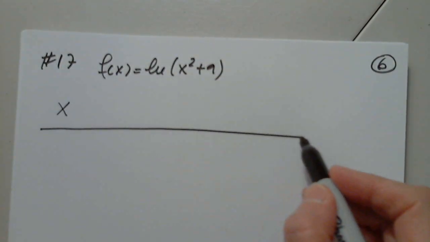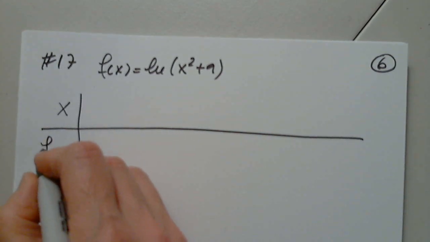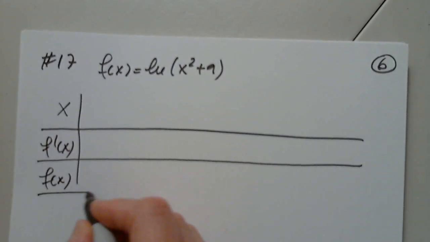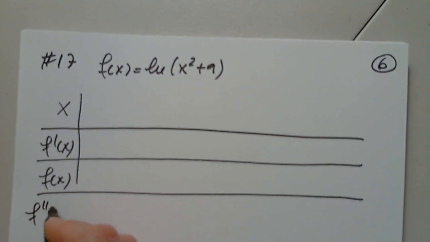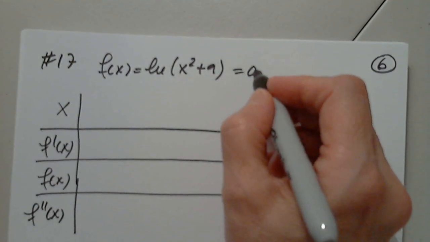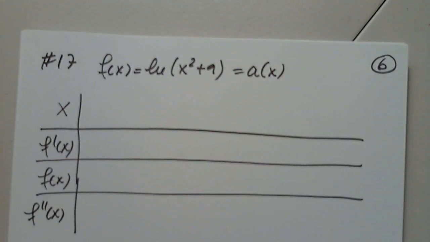Okay, I get my table going right away. F prime of x, f of x, and the second derivative. I think it was a of x. Yeah, that's fine. Same thing. Okay. If you want to call it a of x, that's fine too. Good. So anyone can give us the domain of this function.